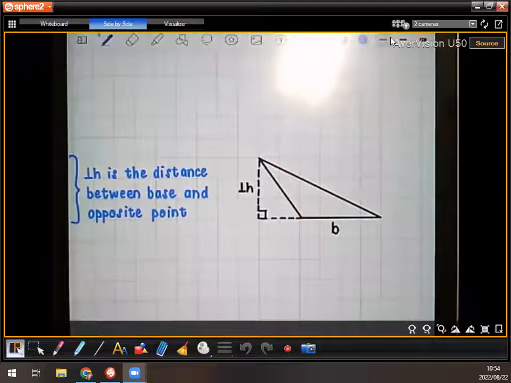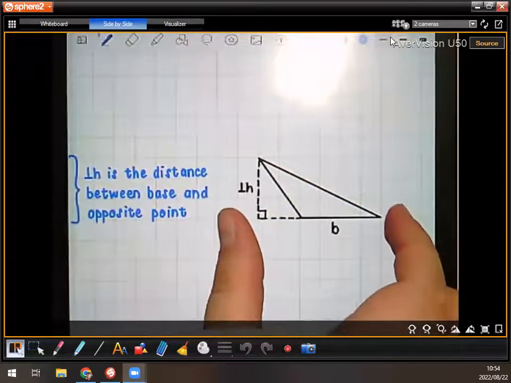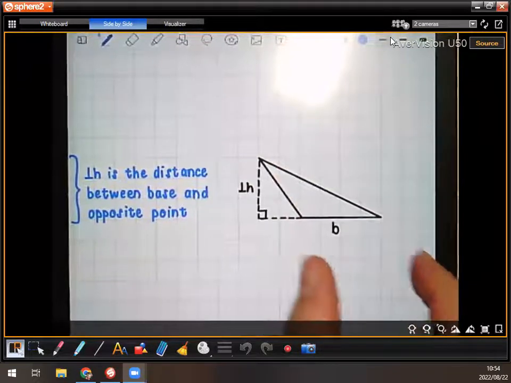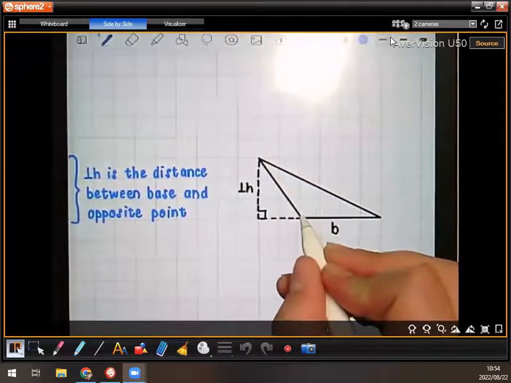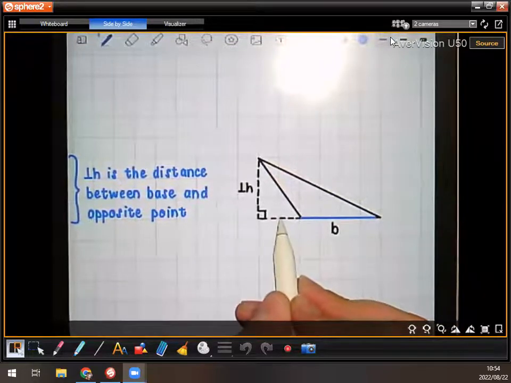So those are the three different types of diagrams that you can get. Now for this area, guys, you're not going to take that as your base. The base is a side of the triangle. That's important. The base always has to be a side of the triangle. So this is going to be your base, that side there. It doesn't include this little dotted part.